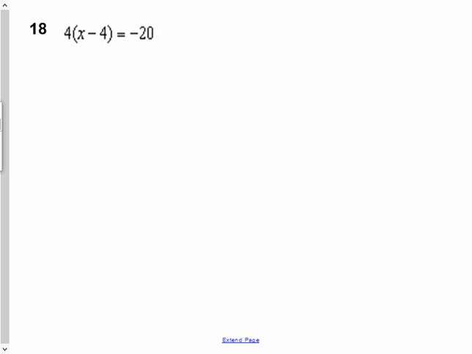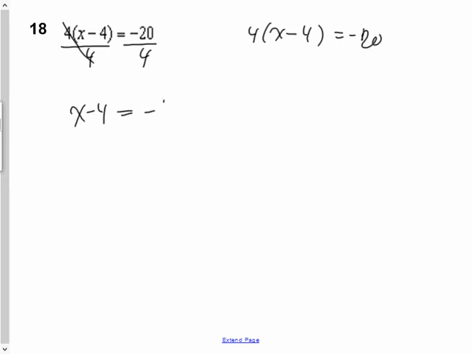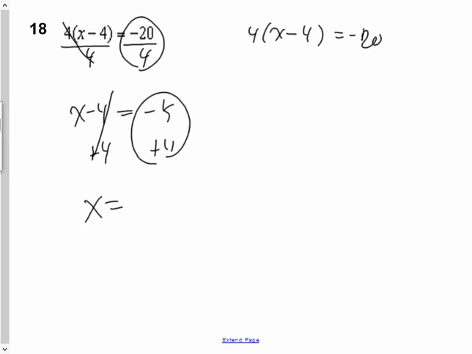For question 18, we have a distributive property. So there's 2 ways you could solve it, and I'll write it twice. The first way is to divide both sides. Instead of saying 4 groups of x minus 4 equals negative 20, if you divide that by 4, instead of having 4 groups of x minus 4, you'll have 1 group of x minus 4 equals negative 5, because negative 20 divided by 4 is negative 5. Then you simply have to add 4 to both sides to get rid of your constant, and the value of x will be the sum of negative 5 and positive 4, which is negative 1.